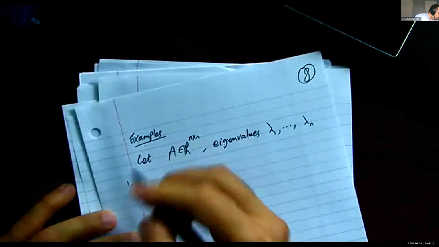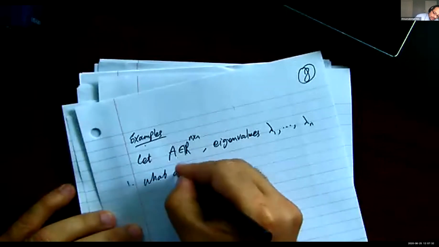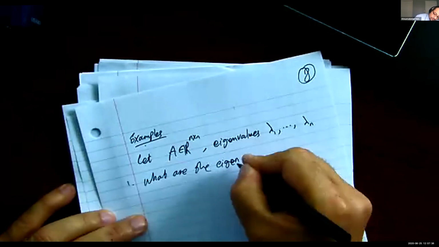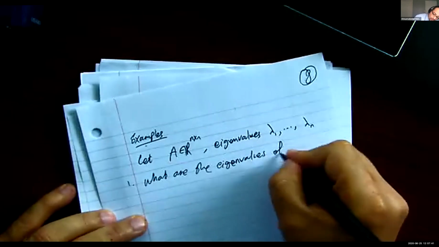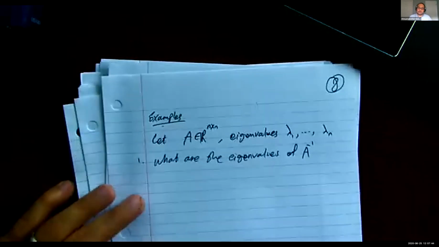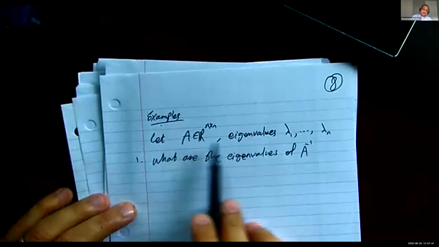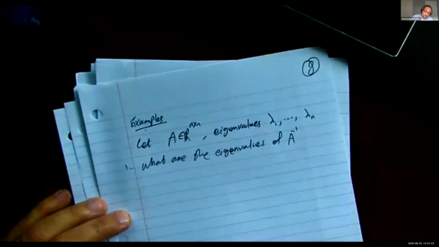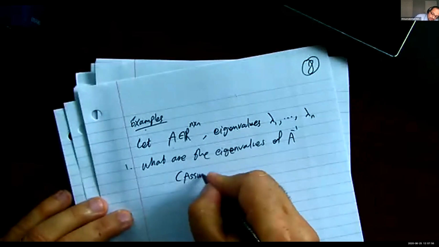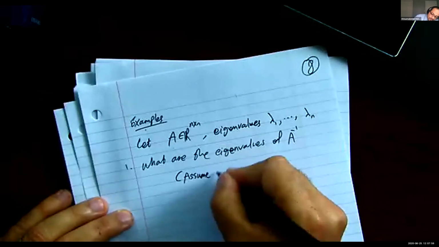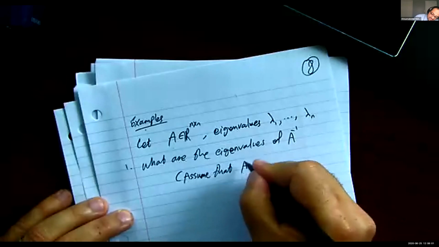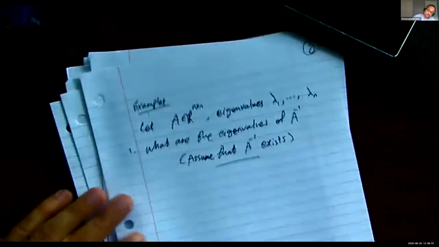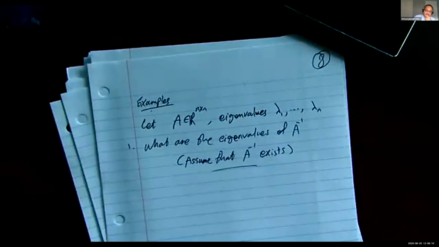So number one, what are the eigenvalues of A inverse? If we know that the eigenvalues of A are lambda 1 up to lambda n, what are the eigenvalues of A inverse? Of course, here we assume that the inverse exists, A inverse exists.